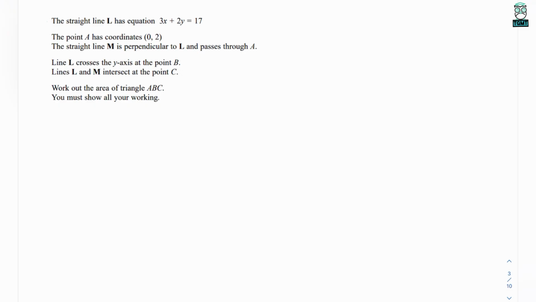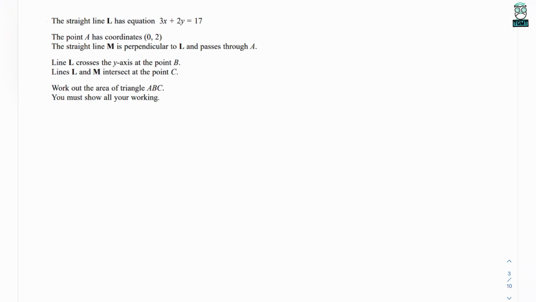Line L crosses the y-axis at point B, and lines L and M intersect at point C. So that's just given us some letters to talk about where they intersect and stuff like that. Work out the area of triangle ABC and you must show all your working. Well, we're going to have to think about what this looks like, and essentially I think we're going to have to draw a sketch of this one as well.